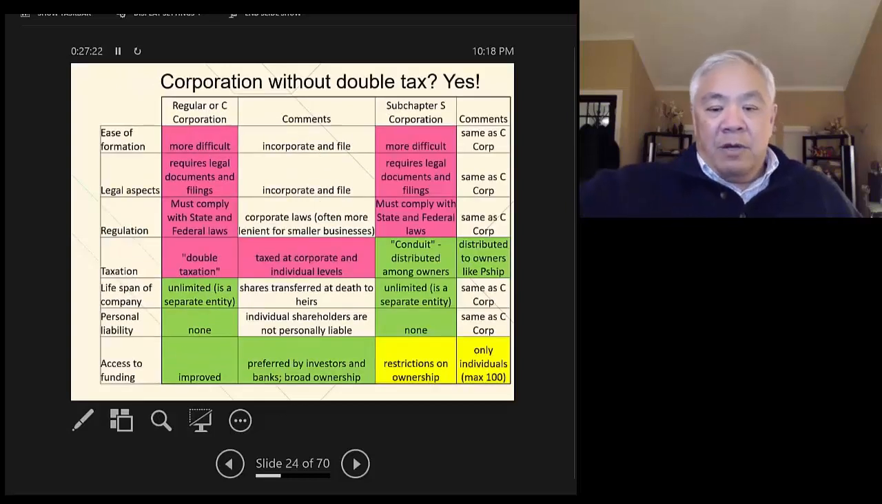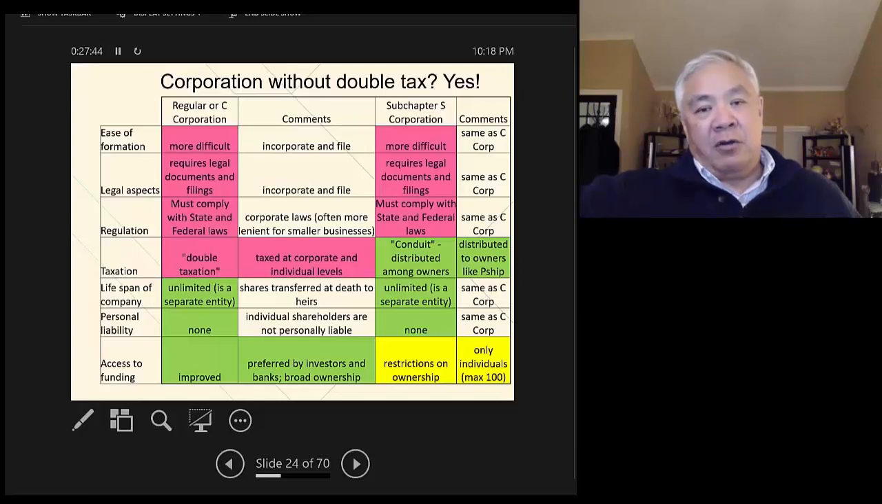Now, what if we want to find a way to get around this little tax problem, this issue of being taxed twice? We can do so because in the United States, there's a special provision in the Internal Revenue Code called Subchapter S. So a regular corporation is called a C corporation. If you're a corporation but you want to elect a Subchapter S status, you have one huge advantage. That is that you're taxed once.